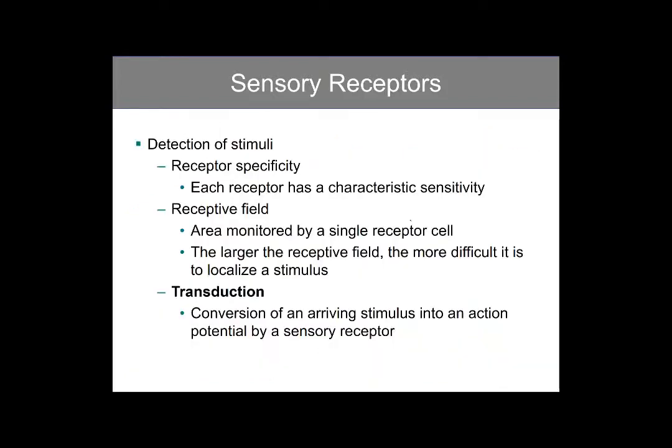Lastly, transduction. Transduction is the conversion of an arriving stimulus into an action potential. And of course, the brain and the central nervous system as a whole can only interpret action potentials. So things like pain, vibration, hearing, smell have to be converted into action potentials in order for the brain to interpret them. And that process is called transduction again.